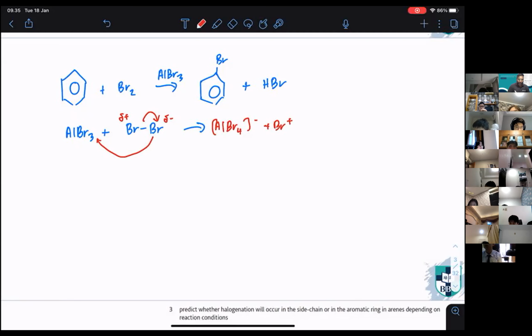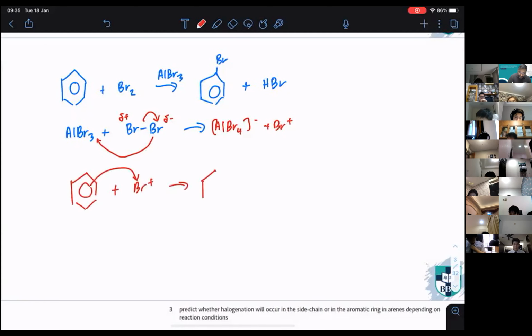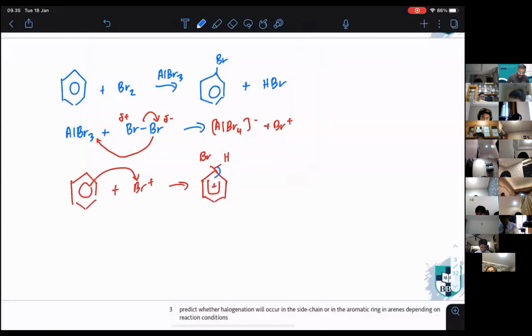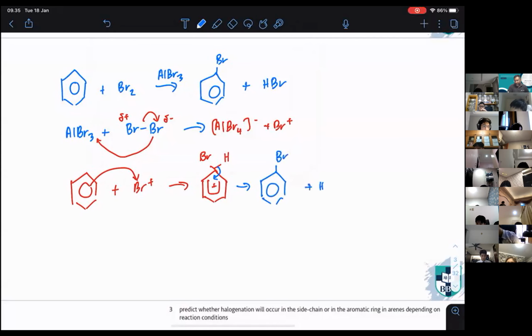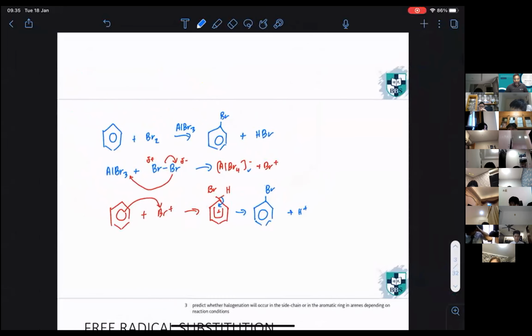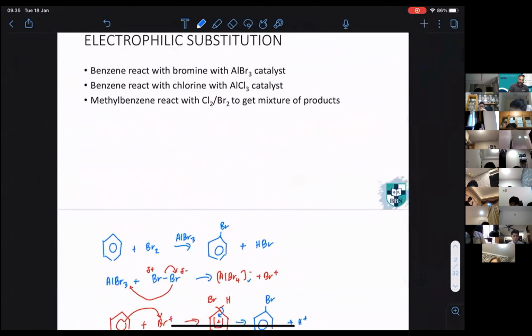Once you have that electrophile, you will have this benzene with the electrophile. This one will come over here. You are going to have, this one is incomplete, so I'll just put it like this. A new bond is going to be formed, the previous bond, the electron pair will come inside, and you will have the bromobenzene. Then you can just leave the H plus just like that. Anyway, the mechanism of this reaction is going to be the same for these two.